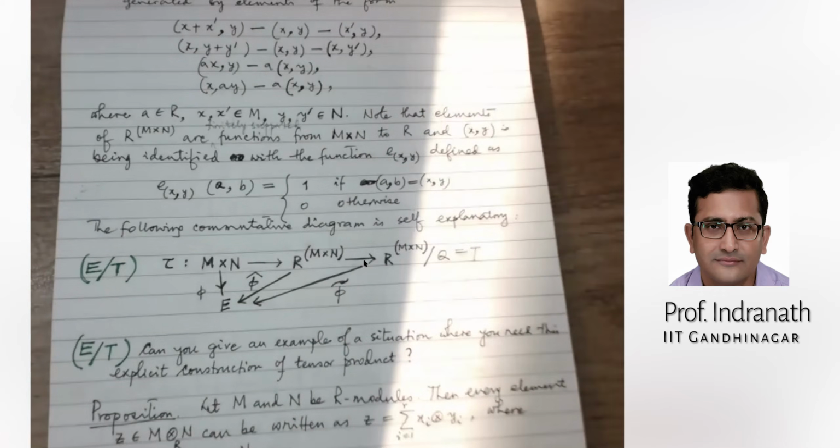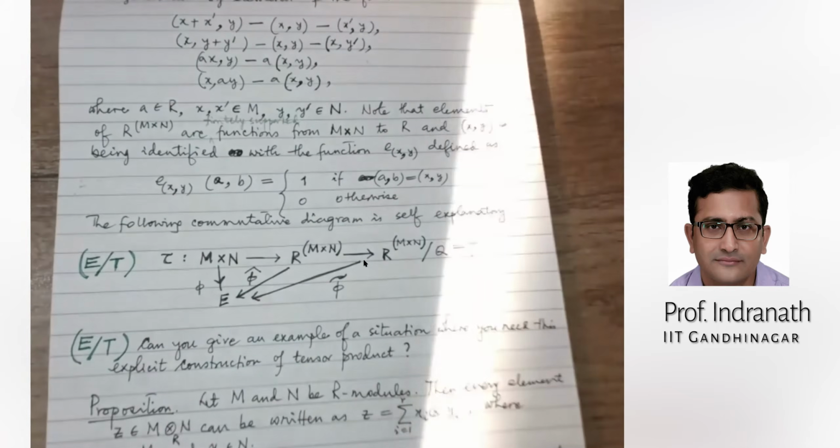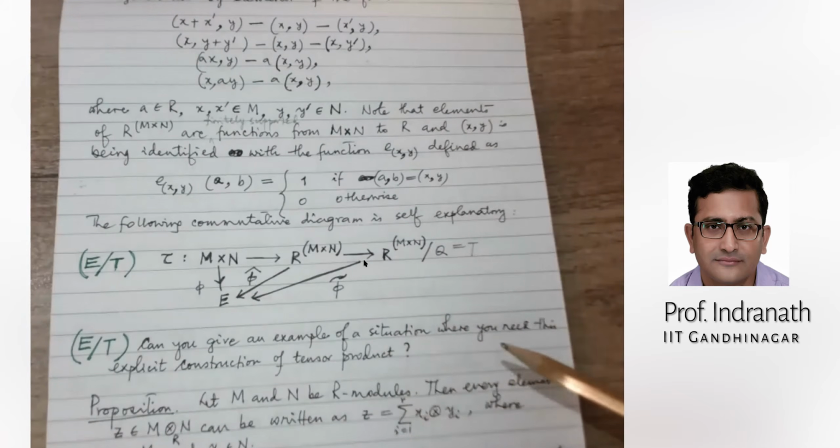Okay, now this is an interesting question, quite a debatable one: can you give an example of a situation where you need this explicit construction of tensor products? I will be able to give you one, but I will also be able to show eventually that you can even avoid that.